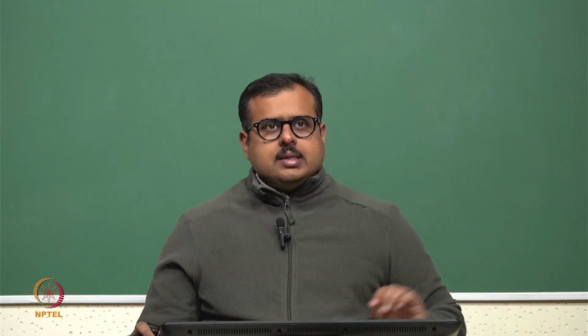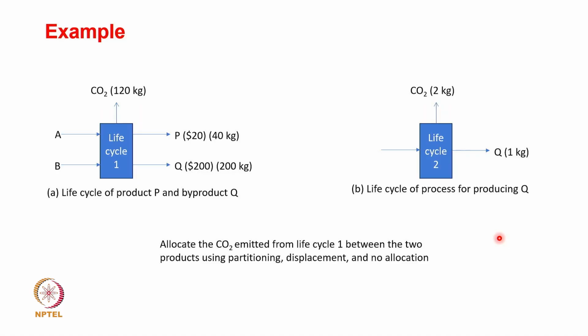So let's look at an example. Consider a case of a life cycle process wherein A is fed in and results in product P of 40 kilogram, and B leads to a product Q of 20 to 100 kilogram, and eventually as part of this 120 kilogram of CO2 is emitted. This is the life cycle of a product and a byproduct Q.